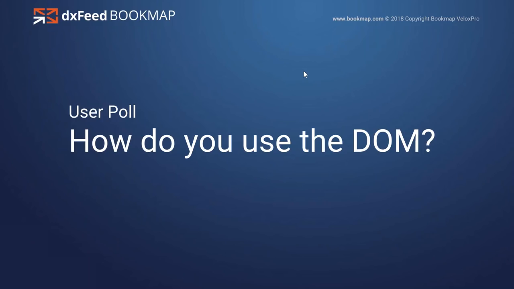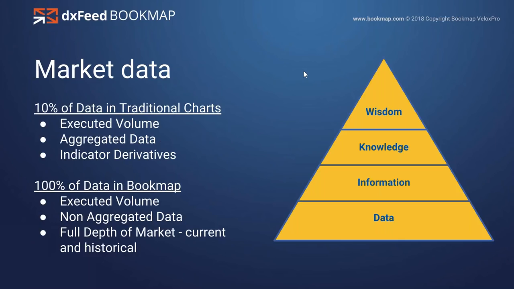How do you use the Dome? We'll move right into market data here. So in traditional charts, you're looking at about 10% of the data. You're looking at executed volume. You're looking at aggregated data within a periodicity. Most of us are looking at candlestick or some sort of bar chart.